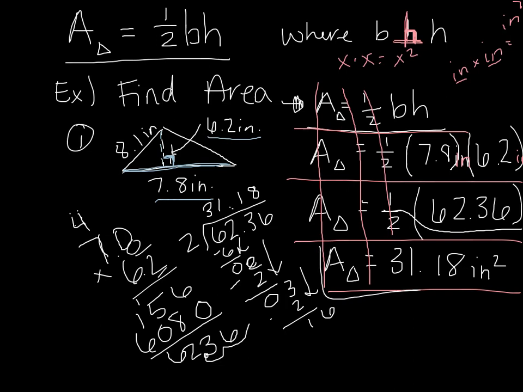Okay, so this is my answer here, minus all the red lines. The area of a triangle equals 31 and 18/100 inches squared.